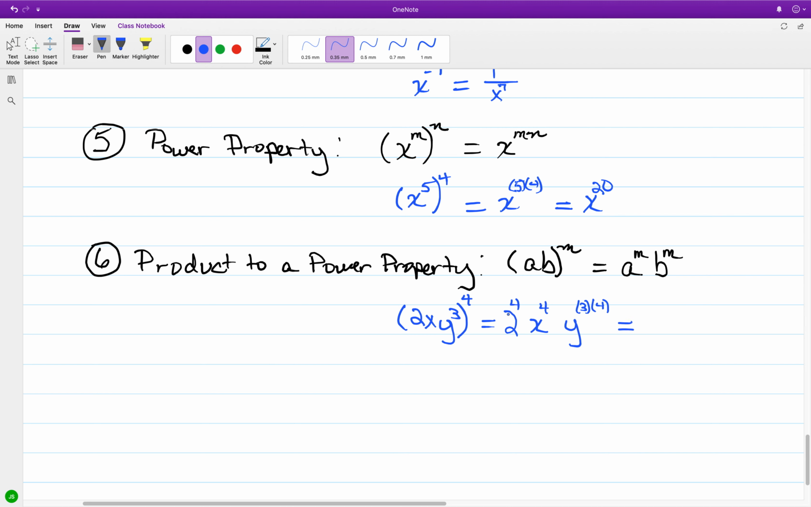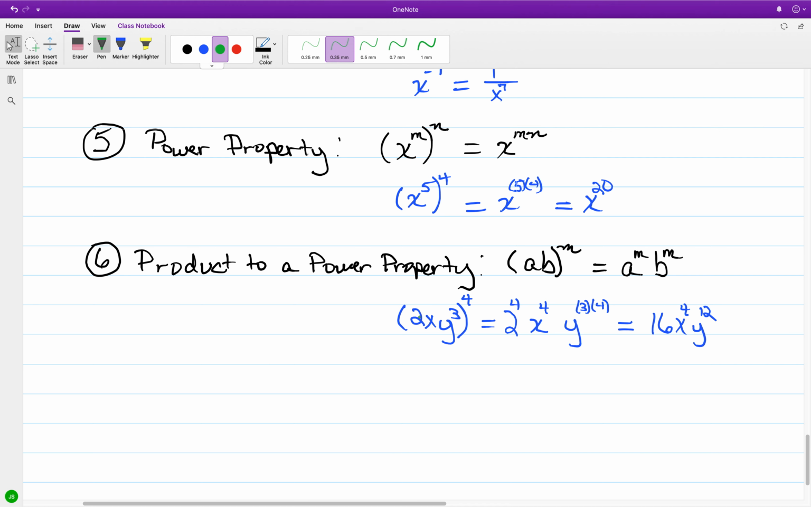And for the follow through, 2 to the 4th, you have 2 times itself, times itself, times itself. So this will result as 16. X is to the 4th, and y to the 3 times 4. That will be y to the 12th.